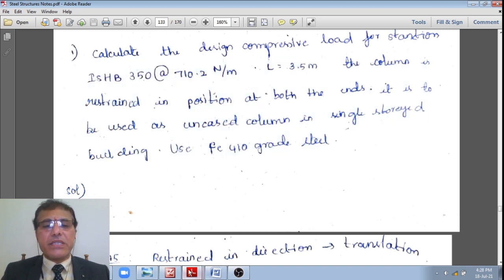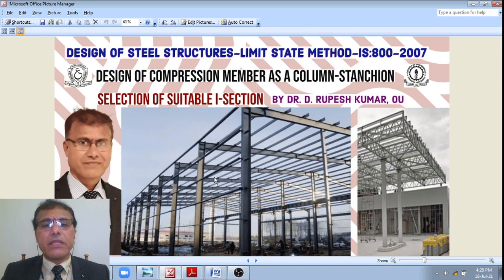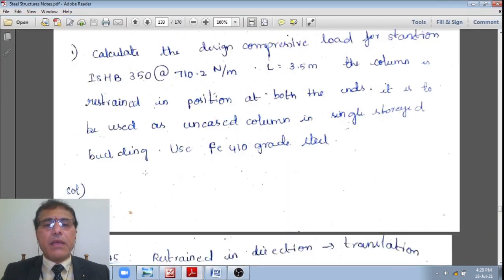This is how a section is given, students. Let me just show. This is how a section is given, ISHB 350, and at the top as well as at the bottom it is restrained in position. That is how it is given. Therefore, now you are supposed to calculate how much load this column can carry. Now let us see what data is given.